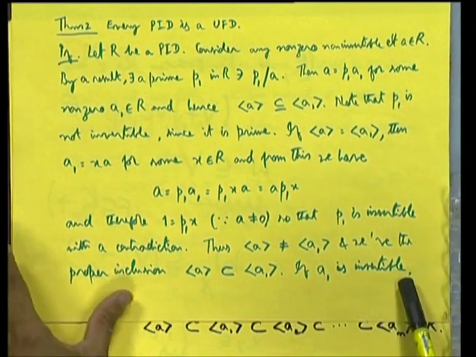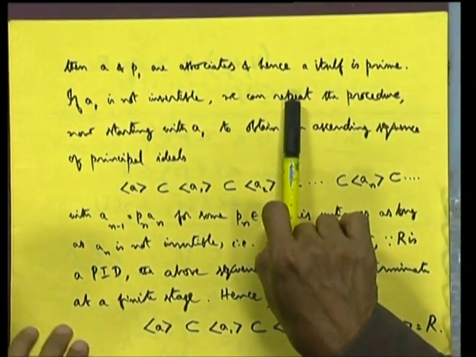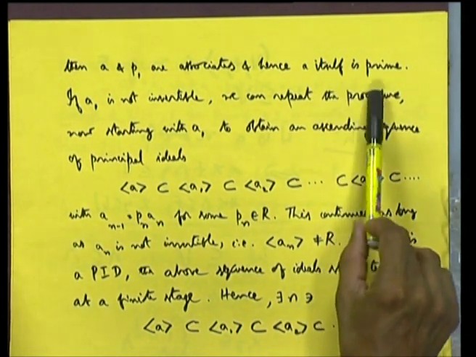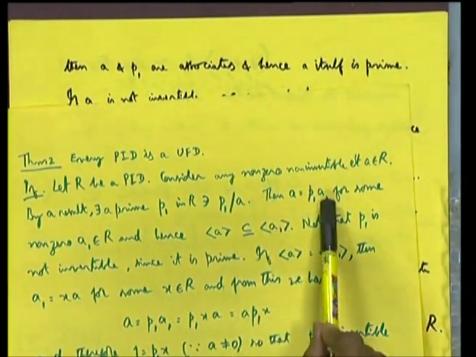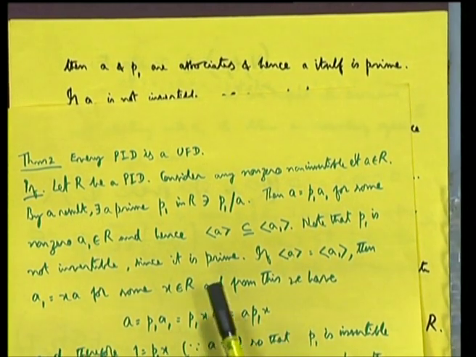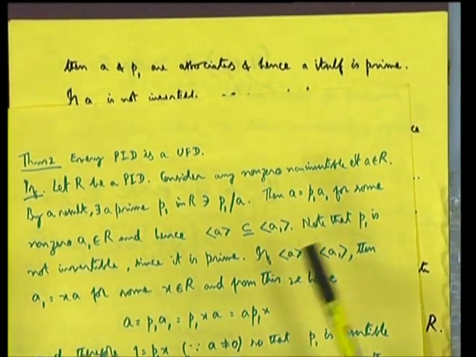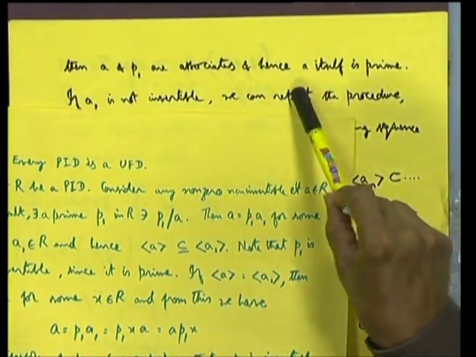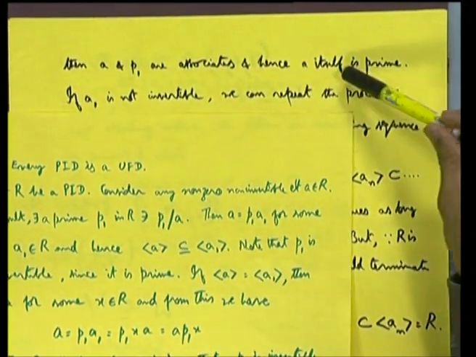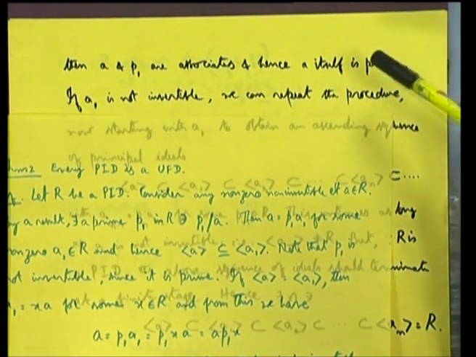If a1 is invertible, then a and P1 are associates, and hence a itself is prime. From here P1 becomes an associate of a, and if you have a1 inverse a is equal to P1, a becomes an associate of P1. Thus a and P1 become associates, and we also have a is prime.